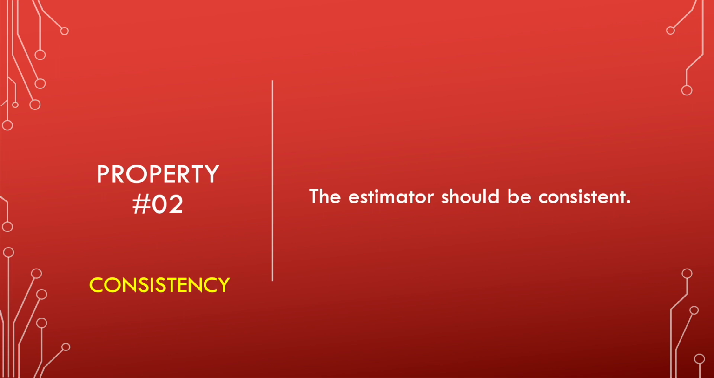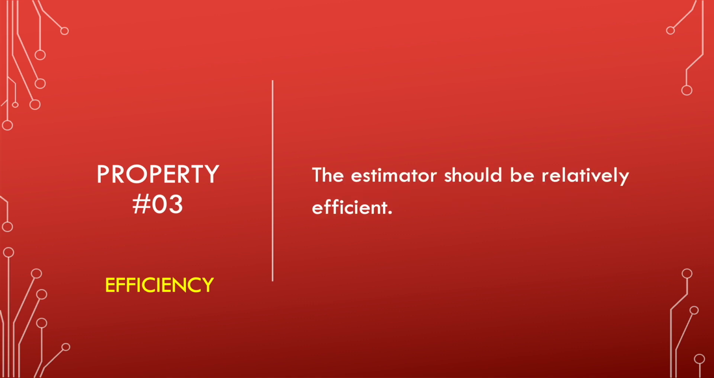Second property is the estimator should be consistent, meaning that as the sample size increases, the value of the estimator approaches the value of the parameter being estimated. Di ba nakita ninyo yan nung gumawa tayo ng mga simulations sa sampling distribution? Property 2 utilizes the law of large numbers. Habang pinaparami mo yung observations or samples mo, yung value ng estimator mo, lumalapit siya doon sa value ng parameter being estimated. The last property is that the estimator should be relatively efficient.